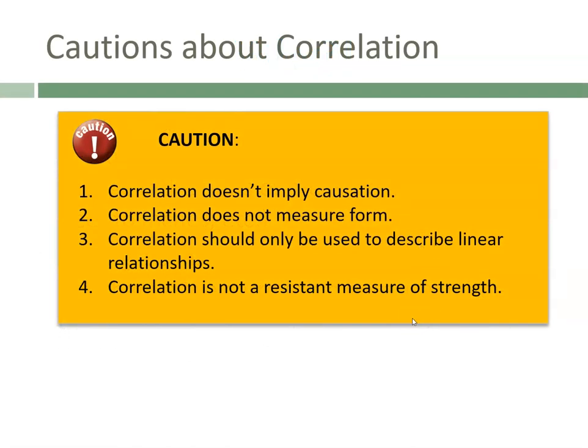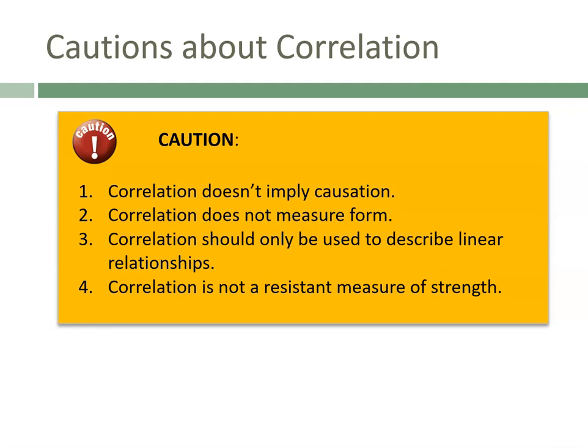A couple of cautions about correlation. Correlation does not imply causation. I've said this once, I'll say it again. Just because your correlation is like 0.99 does not mean that your explanatory variable caused your response variable. Also, correlation does not measure form. So even if you were to calculate the correlation of a set of data and it was strong, that doesn't necessarily mean that it is linear.